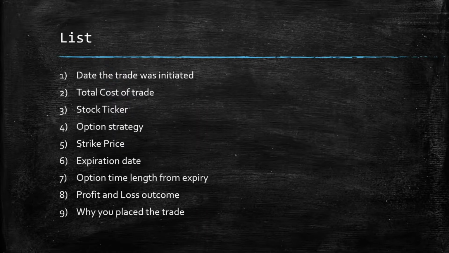Seventh, the option time length really goes hand in hand with the sixth one. Then the profit and loss outcome per trade, and lastly, there has to be a reason with every trade. We're not here to overtrade. We're not here to trade every day. We are here to make money, and we need to know why you placed the trade.